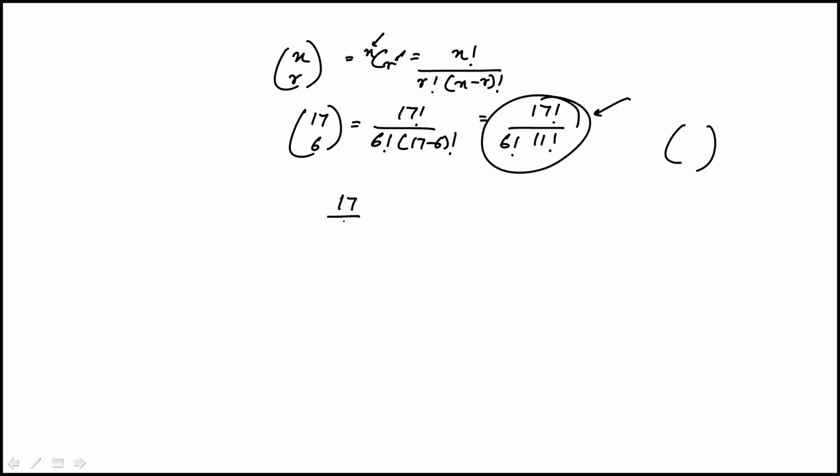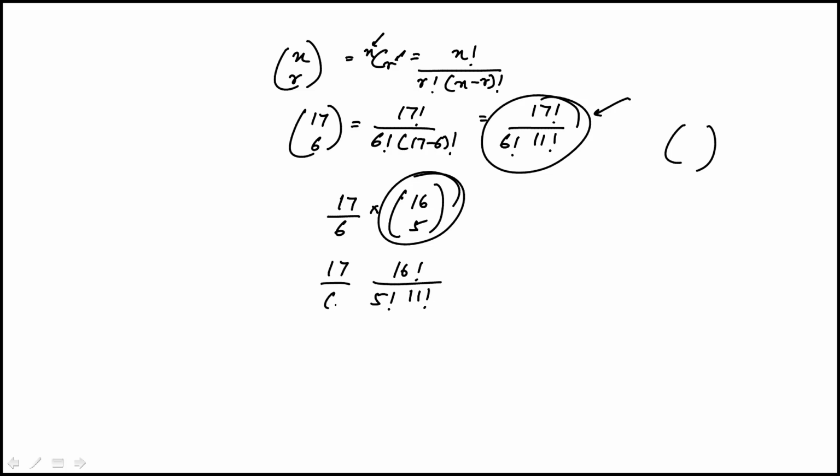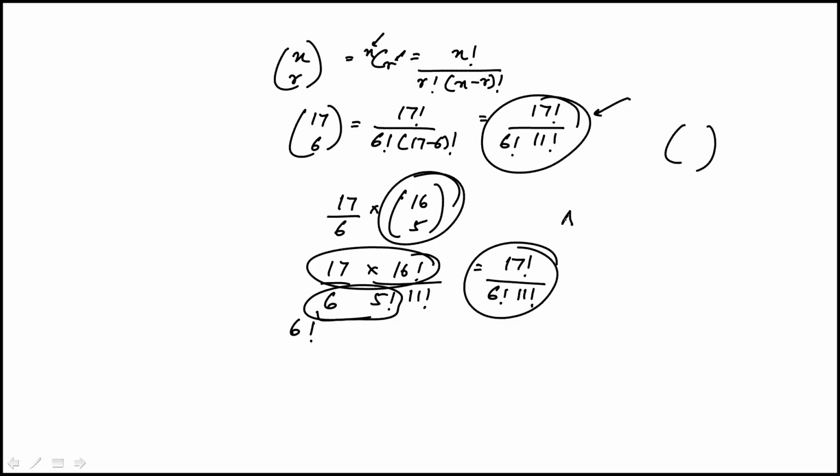And I think the way I did this was to compute one of the answer choices. So this was 16, 5. That's equivalent to 16 factorial, 5 factorial over 11 factorial. And then I noticed 6 times 5 factorial is 6 factorial, and 17 times 16 factorial is 17 factorial. So that worked. So I know the answer is A.